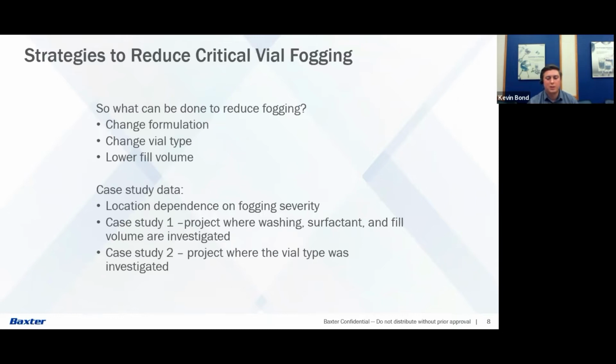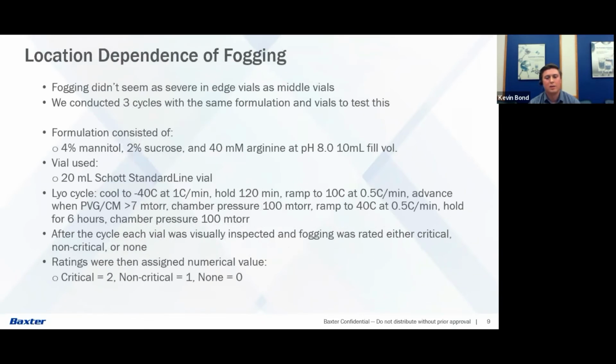But before we discuss these case studies, we need to touch on one additional observation that's come from our lab, which we need to consider in order to execute these vial fogging experiments reproducibly. Early on, when I started participating in these fogging experiments at Baxter, we began to notice that fogging didn't really seem to be uniform across the entire shelf. We noticed that fogging seemed to be worse in vials located in the center of the shelf compared to vials that were located along the edges.